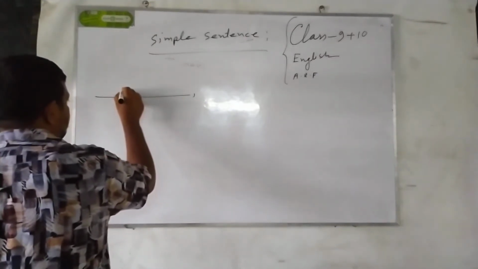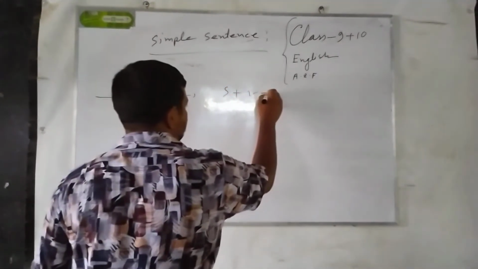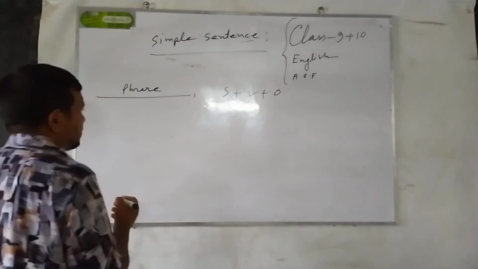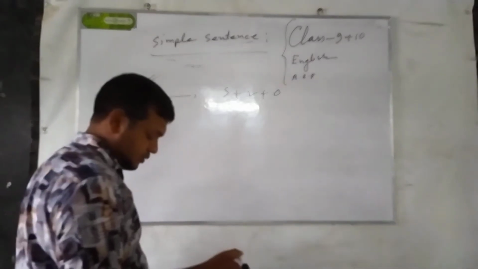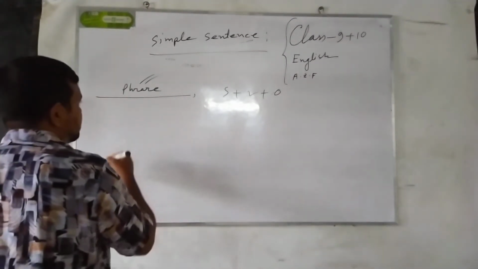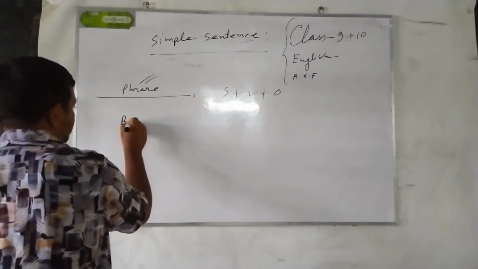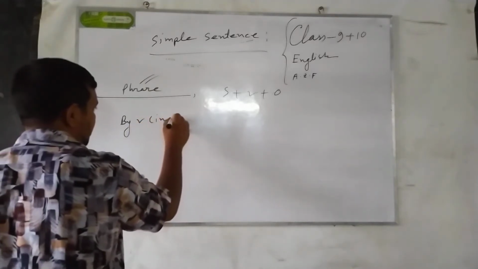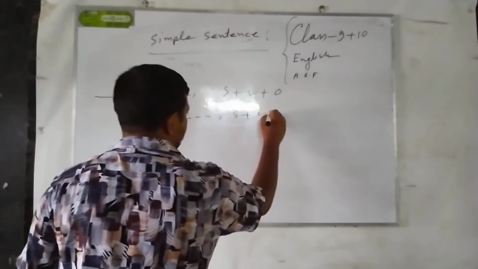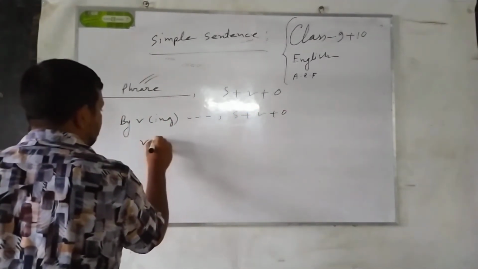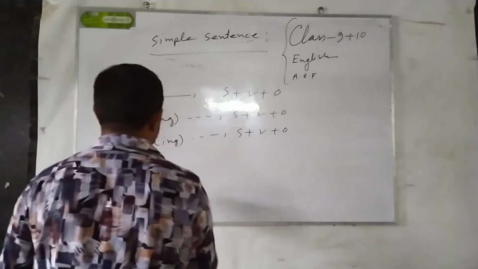In the first sentence you have to make a phrase. In the second sentence you have to use subject, verb, object. So, naturally, how many phrases in a simple sentence? I am showing you all. First, by adding verb-ing, then a comma, then subject, verb, object. Only by verb with ing, then subject, verb, object.